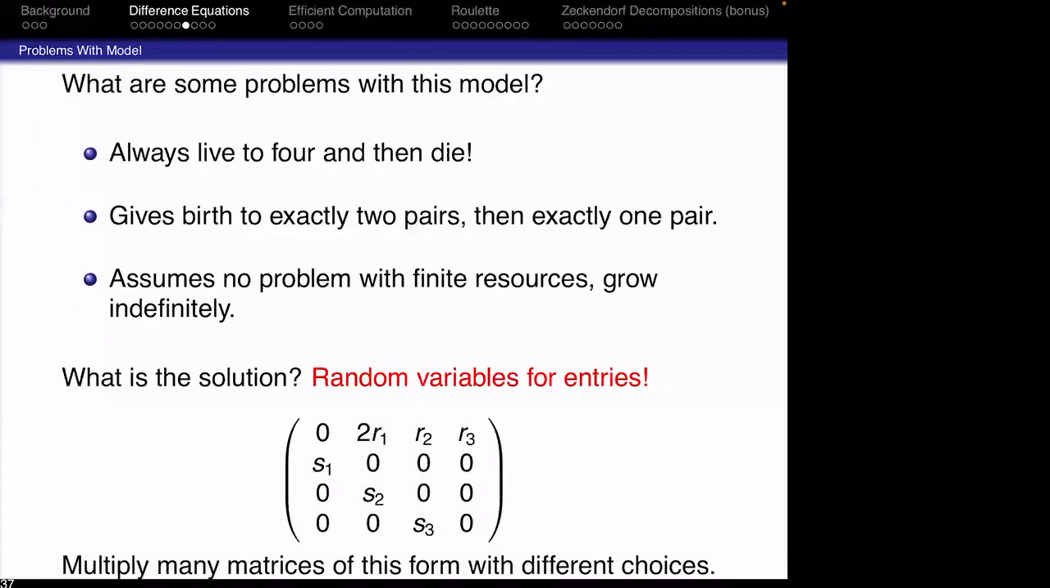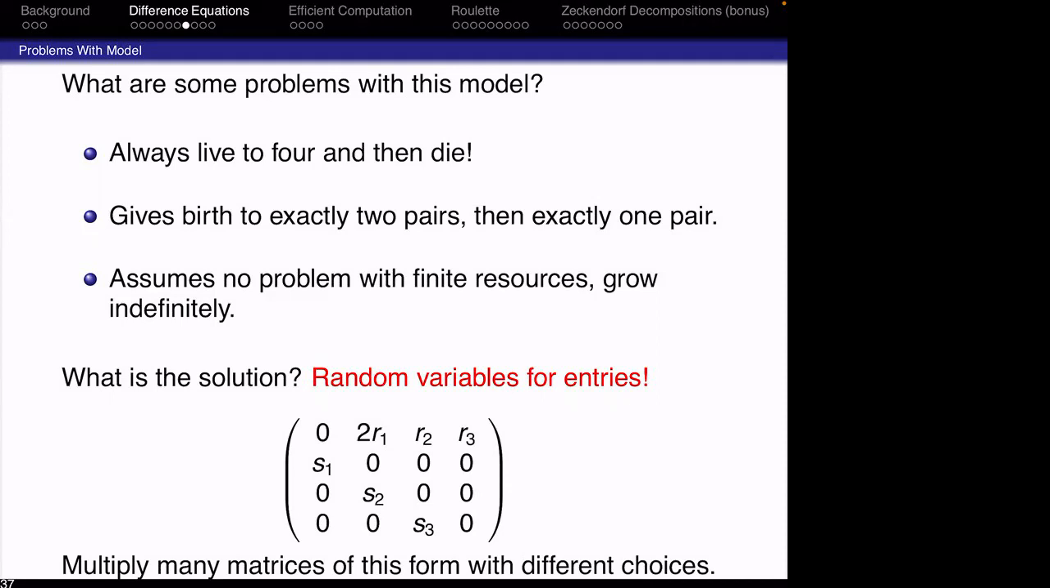And so what's the solution? Well, one possibility is we could introduce some random variables. So S1, S2, and S3 are going to be random variables about the probability that you live to the next year. And when you're young, maybe the probability is high, but as you start to get older, the probability is going to start to get smaller and smaller. And similarly, we can play with how many whales are produced.